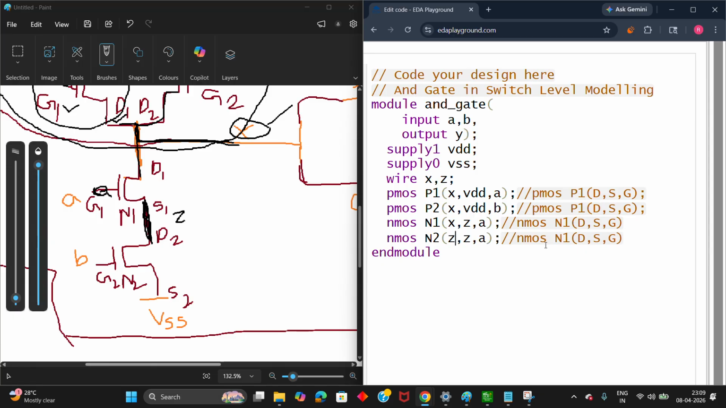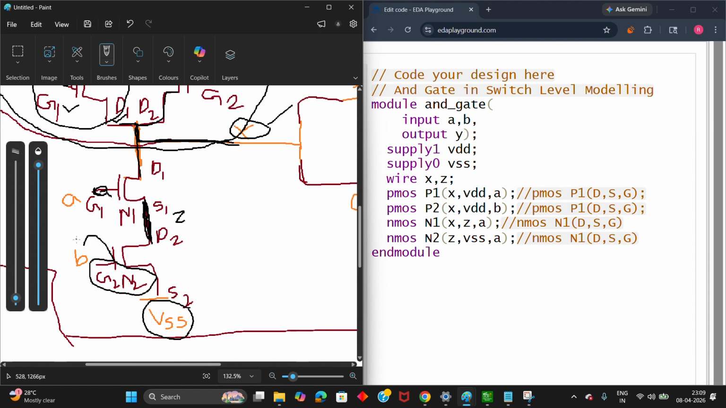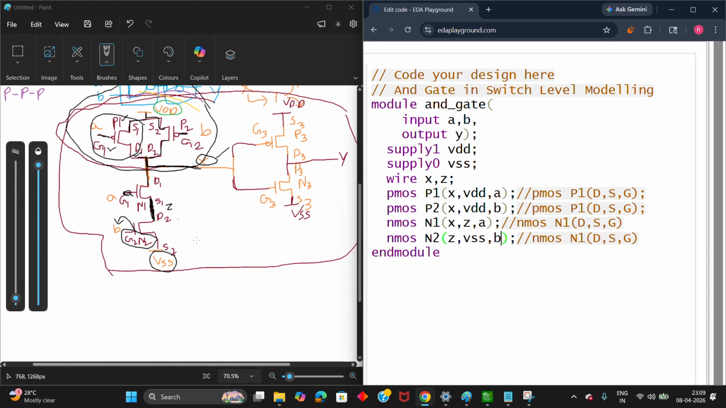Later, for the source terminal of N2, what have we connected? We have connected the low bias voltage, that is VSS. So you just replace Z with VSS. Later, the gate terminal of N2, to which is it connected? It is connected with the other input B. So replace A with B. Now we have completed our NAND gate.